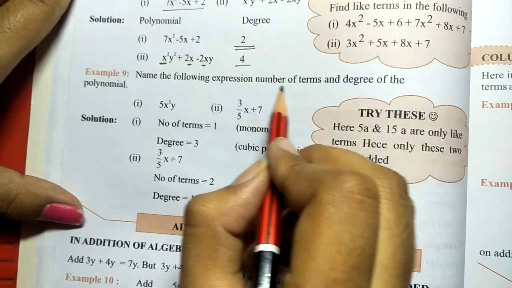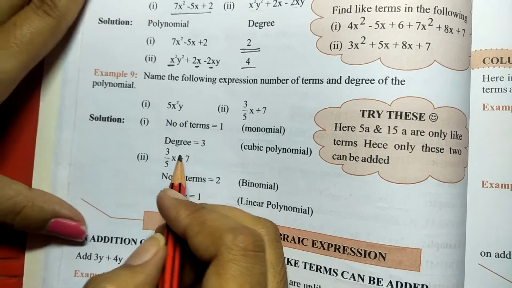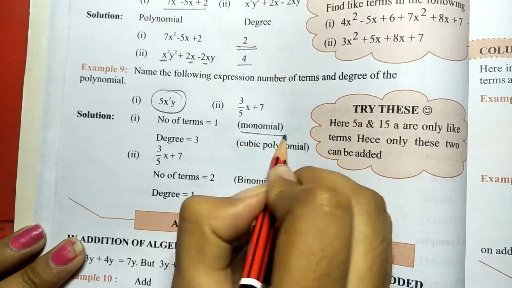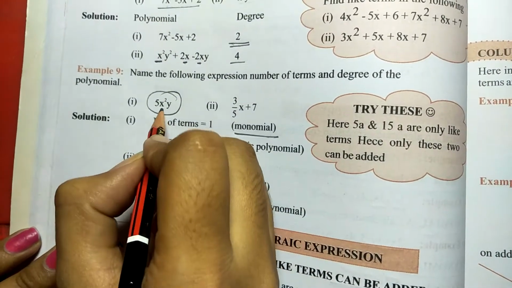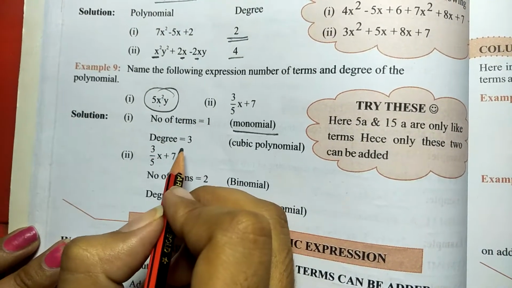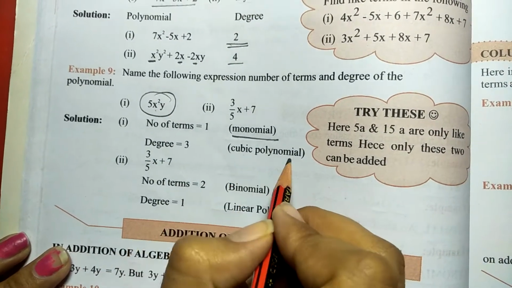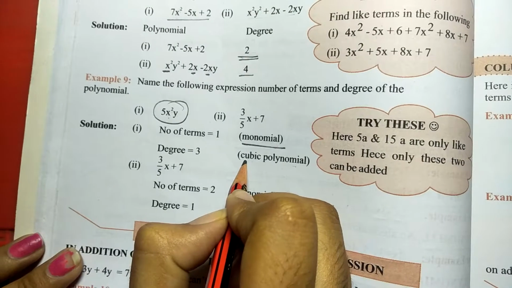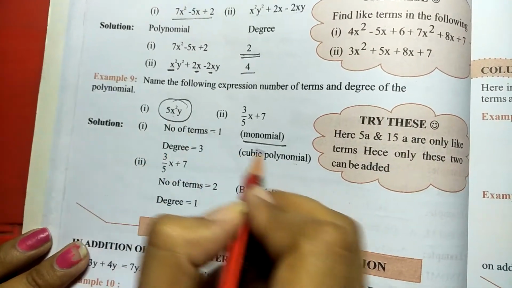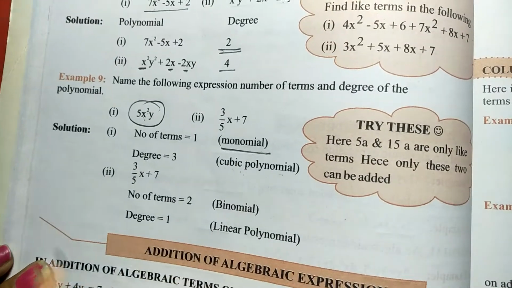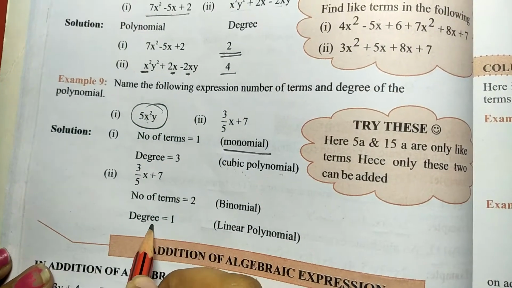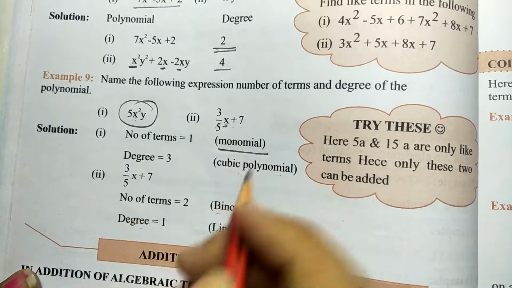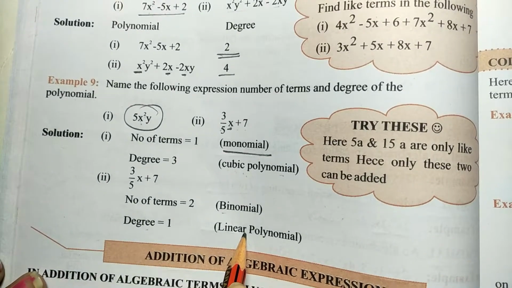Then name the polynomial expressions, the number of terms and the degree of the polynomial. In this we just have to count the terms and the degree, and give the names accordingly. You can see this is one term only, so this will be called a monomial, and the degree of this is 2 only, so that will be a cubic polynomial, because this is 2 and this is, but I think you should write here only quadratic polynomial, because the highest power of x is 2, so it will be quadratic. This is a misprint here, and like this you have to do the others also. In the second part, this has 2 terms, so this will be a binomial, and it has only one variable, so that will be called a linear polynomial.